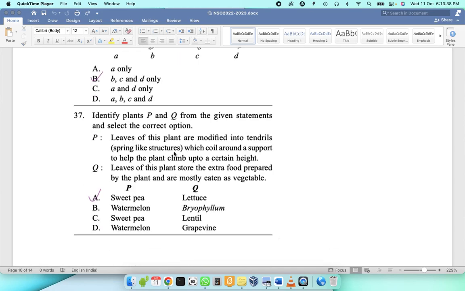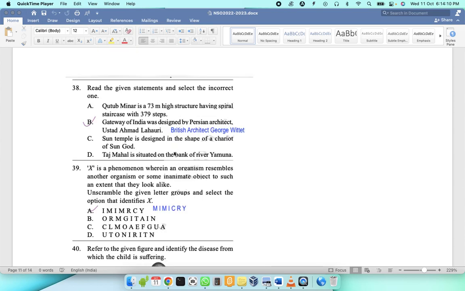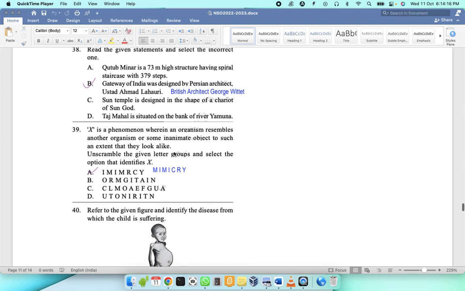Sweet pea is a climber and it uses tendrils which coil around a support to help the plant climb. Lettuce stores the extra food prepared by the plant in its leaves and is mostly eaten as a vegetable. Gateway of India was designed by British architect George Wittet. B is incorrect.